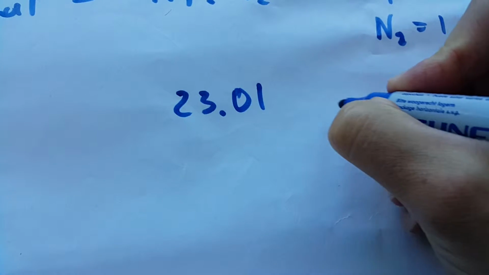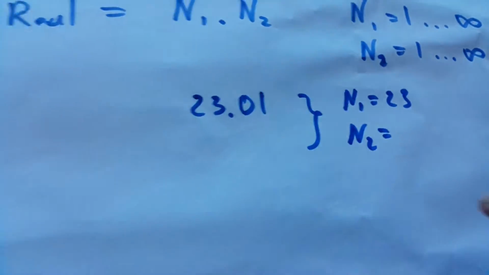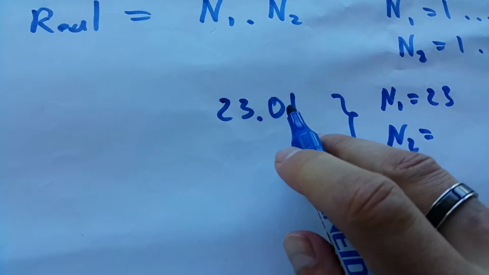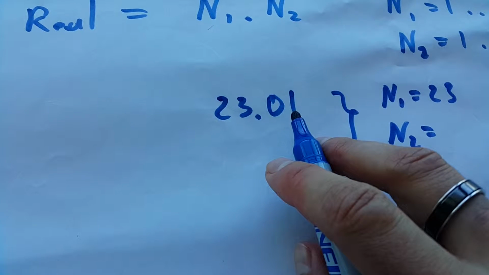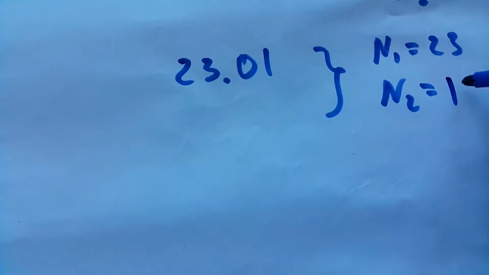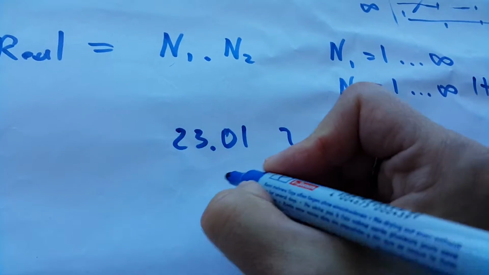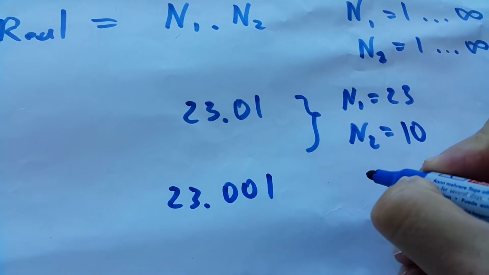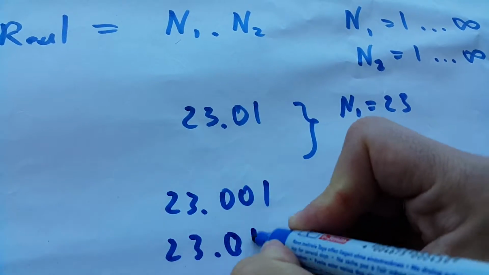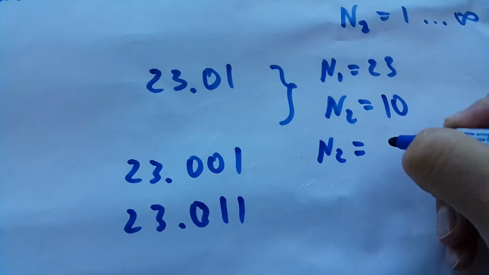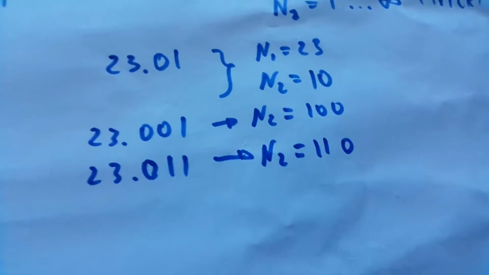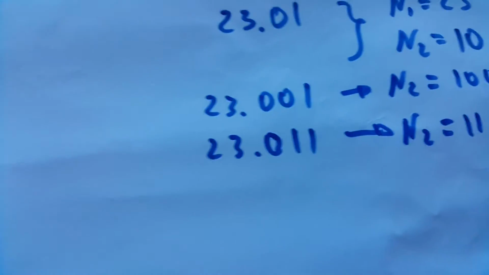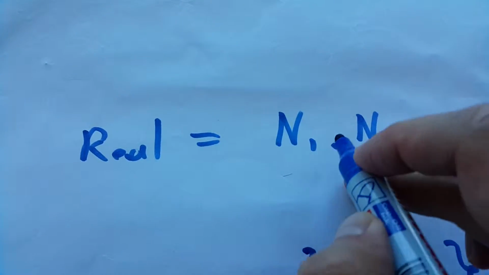In this scenario, n1 is equal to 23. That's easy. But n2, for any number with more than 2 digits, we need to flip the digits horizontally. So instead of 01, which would be equal to 1, we need to flip it and it should be 10. Right? It's the same with any number, for example 23.001 or 23.011. n2 would be equal to 100 in the first case, and n2 would be equal to 110 in the second. So we can write any real number like this, with a natural number here, dot, natural number here.